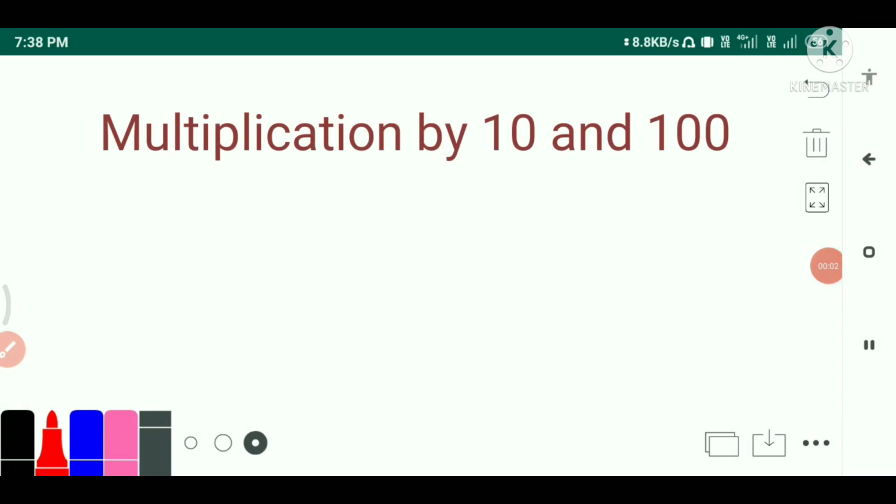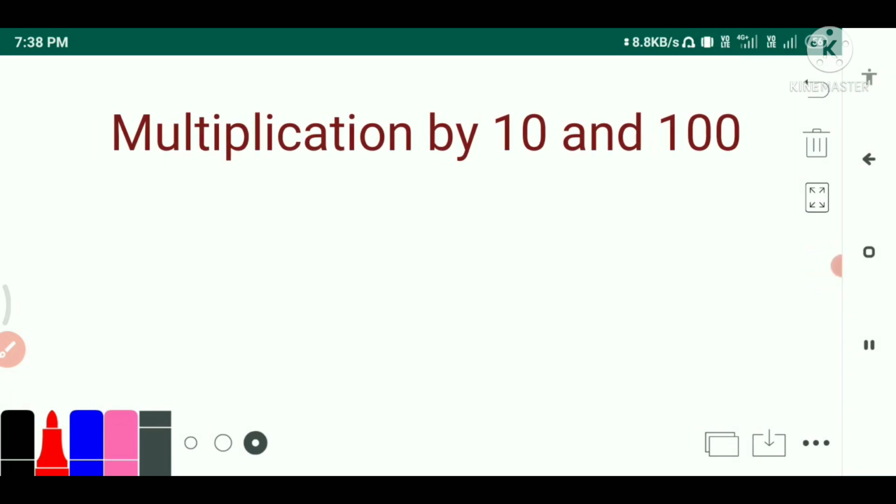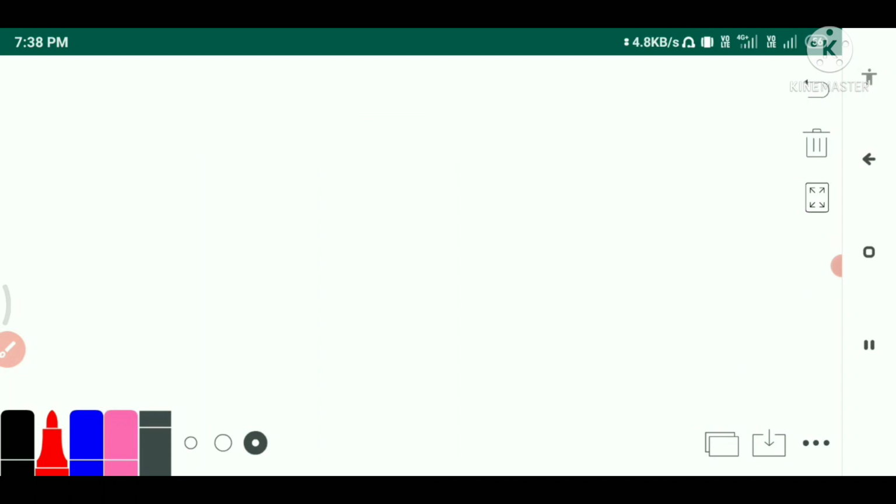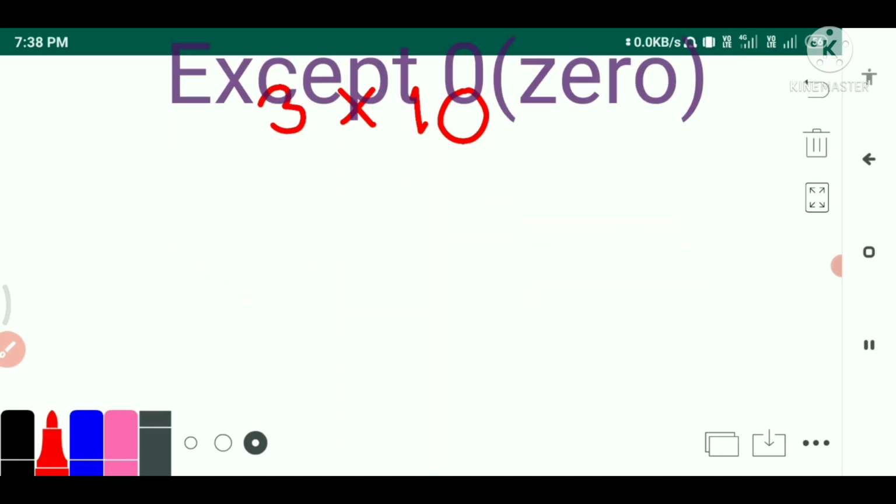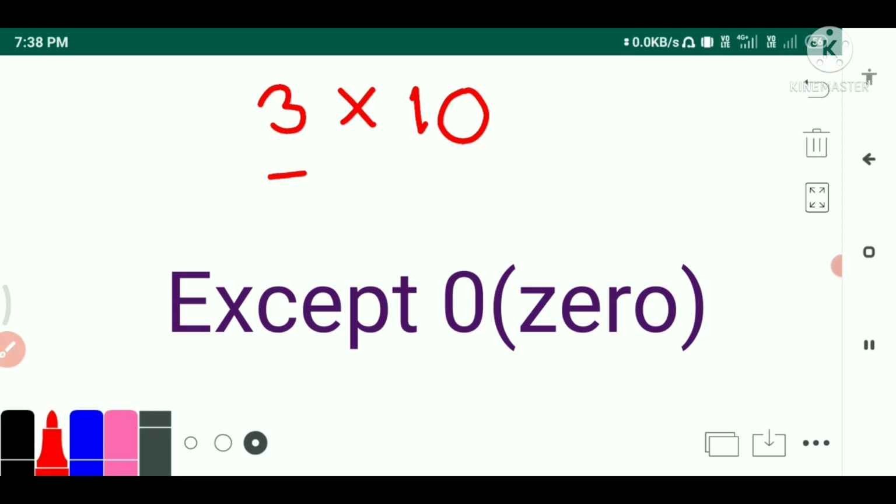Good morning, students. Today I will teach you how we can multiply any number by tens and hundreds. For example, if I write 3 multiplied by 10, what you need to do is only look at the numbers. Here you can see 3 is there and here 1 is there, right?